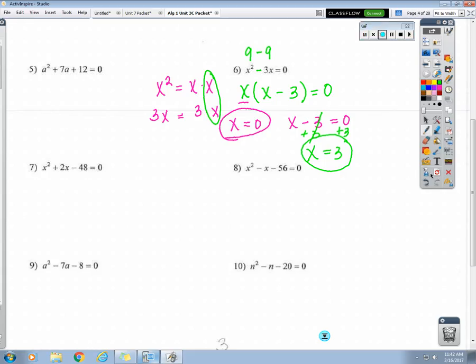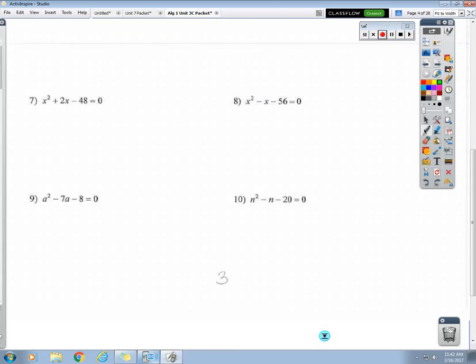Okay, number 8. I think the reason number 8 gets people, because it's been asked about in every class, is that you're kind of unsure of what number you're adding to get. Is that right? You're multiplying to get negative 56, and you're adding to get a negative 1. That's an understood 1 right there. So what are some numbers that multiply to 56? 7 and 8. Right. If you make the negative 8 and a positive 7, they'll add to a negative 1. So that means when you set each of these to 0 and solve, what are your final solutions?